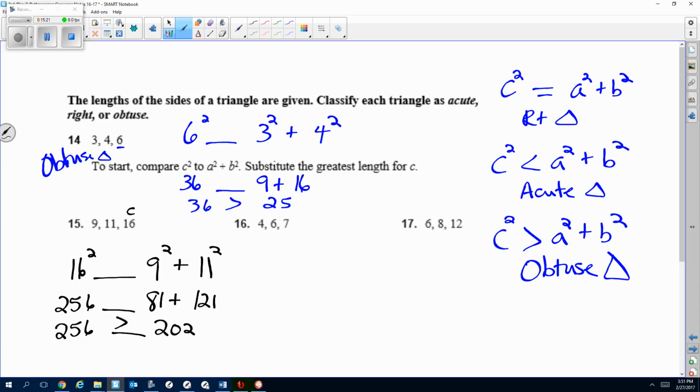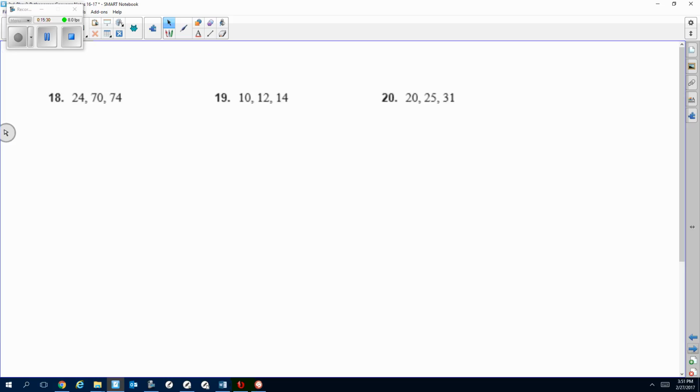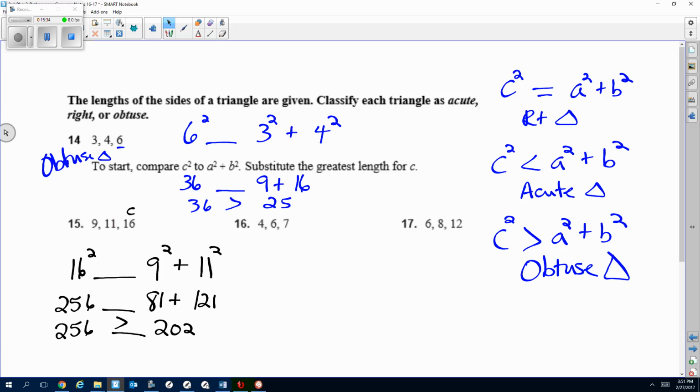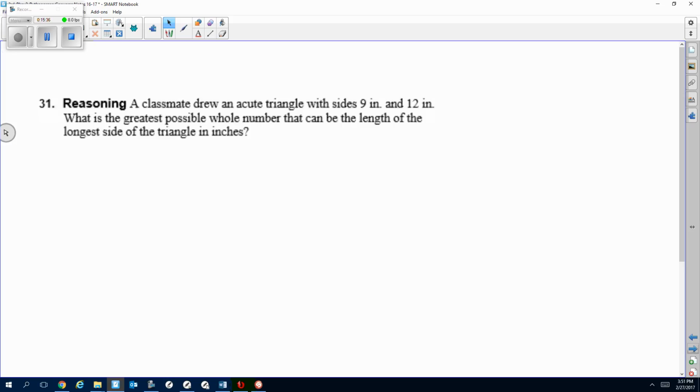So I think you kind of got the hang of this. And then the last one, it's just a bonus question. Some more comparing. So always start with your c. And this section, the 31 is just a bonus.